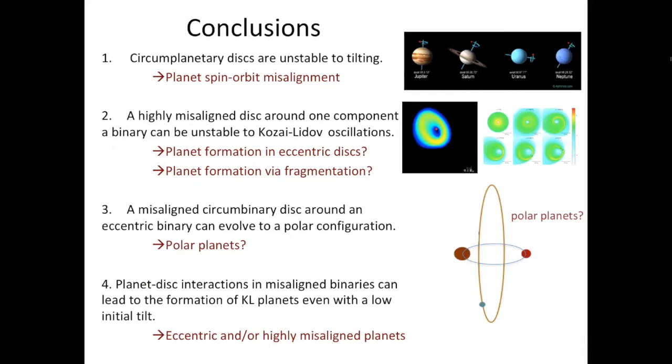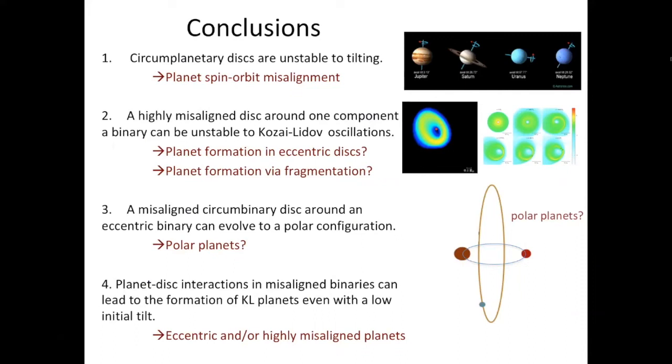Second, a highly misaligned disk around one component of a binary can be unstable to Kozai-Lidov oscillations, where the disk eccentricity and inclination are exchanged. The tilt of a circumplanetary disk may grow sufficiently that the disk becomes unstable to Kozai-Lidov oscillations, and this may lead to episodic accretion onto the planet.